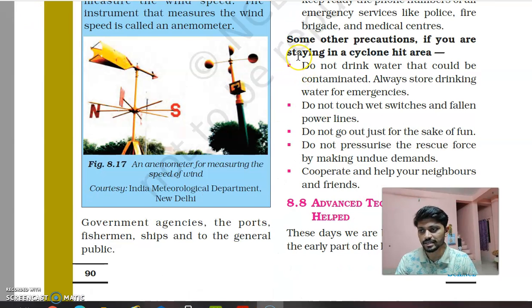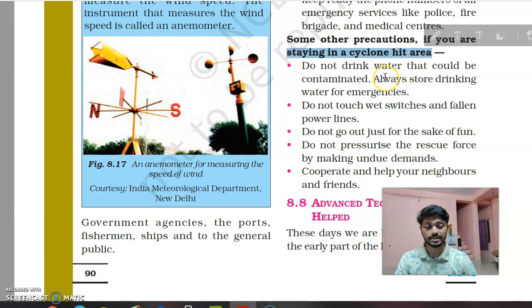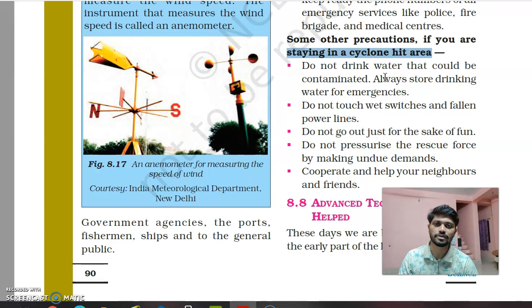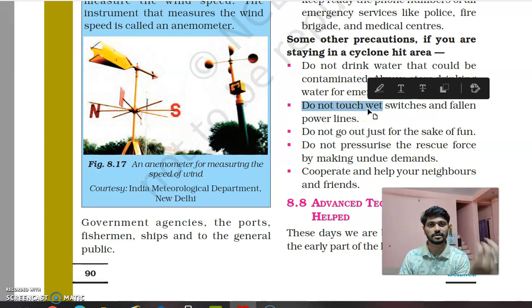We have another such guideline where if we are staying in a cyclone hit area, always store drinking water. Contaminated water we should not drink because, as we discussed, there can be certain bacteria, microorganisms, germs which may create certain diseases. Do not touch wet switches because during the time of cyclone, the air is highly ionized, and the ionized air is a good conductor of electricity. So there are chances that you will get a shock if you try to touch wet switches.